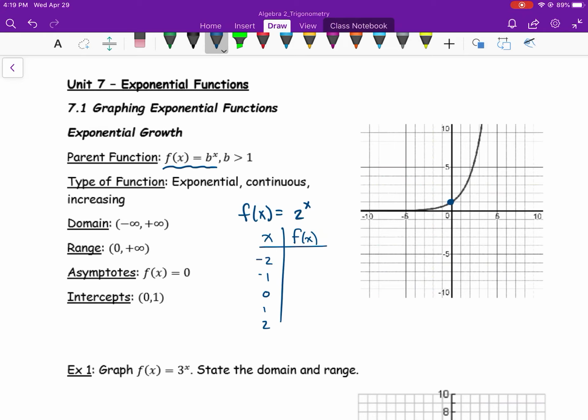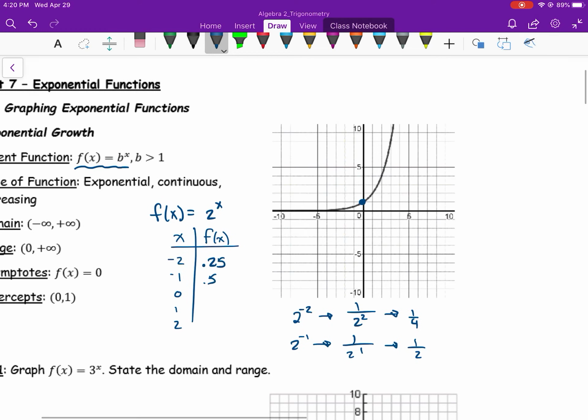So if I plug x into the function, you get 2 to the negative 2. I can't have negative exponents, it becomes 1 over 2 to the 2. We flip it, and we get 1/4, or 0.25. Then 2 to the negative 1 becomes 1 over 2 to the 1. Sorry, it's positive now, we flipped it. And this becomes 1 over 2, or 0.5.